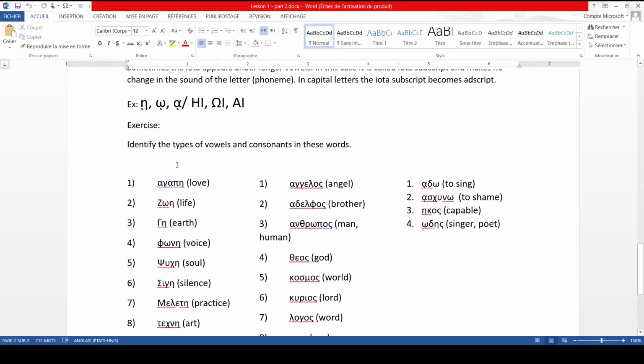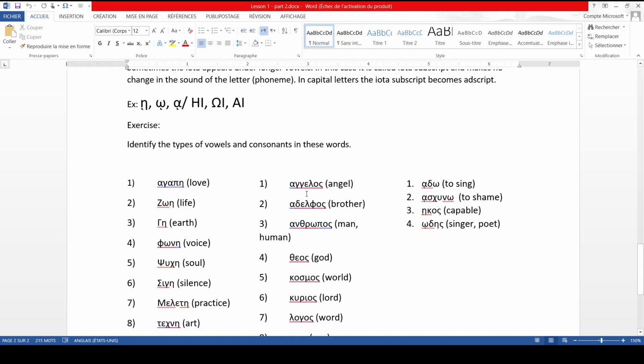So love, agape, is a feminine noun in Greek. Let's go to a masculine noun, angel, angelos. You can go with angelos, alpha, just like this one. It's a vowel, short or long. Gamma, just like our gamma here. Here we have double gamma, so it's a double palatal consonant. We have epsilon. This is a new letter. Is it a vowel or consonant? It's a vowel. Long or short? It's a short vowel.